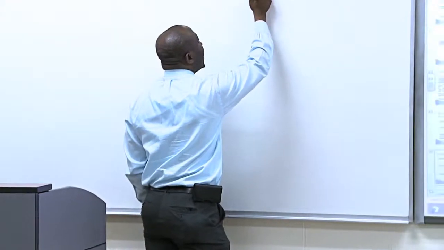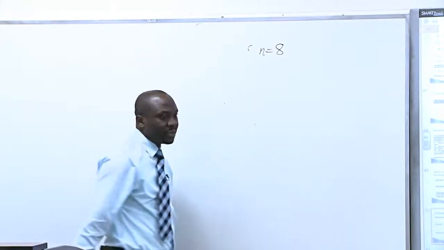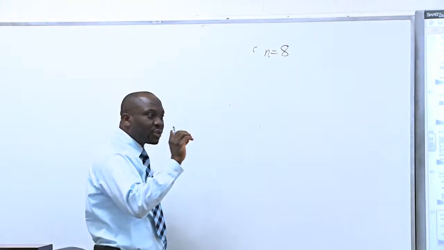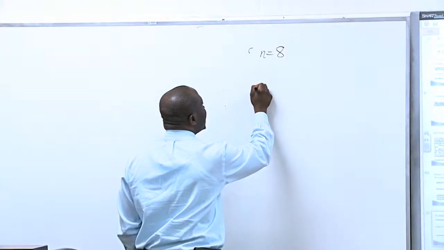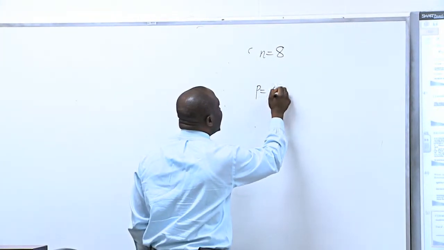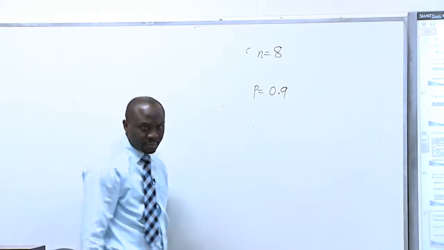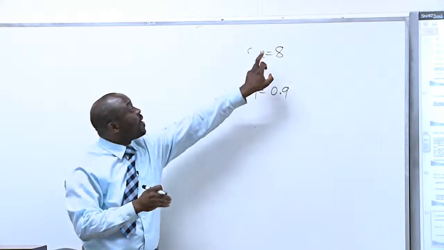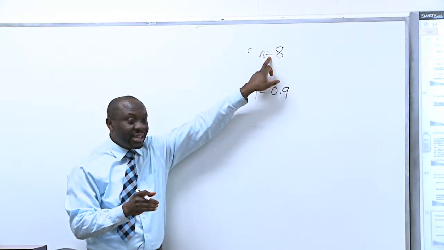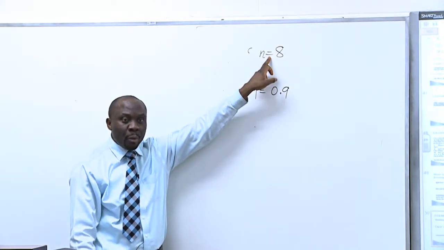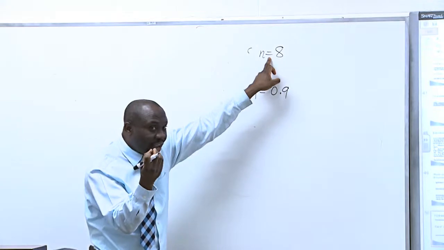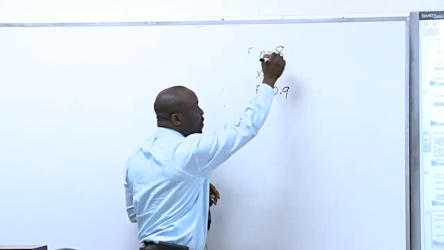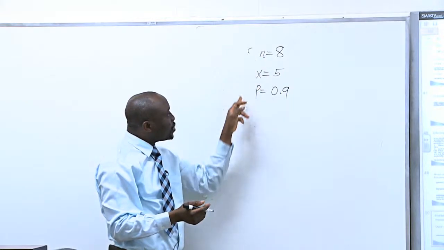A good example. Assuming 8 students are going to take exams, so N is 8. The probability of passing the exam, the test, the probability of success, is 0.9. What is the probability that of the 8 students who are taking the test, 5 of them will pass? That would be 5 successes, right? So X will be equal to 5. So if you have these 3, what will be Q?